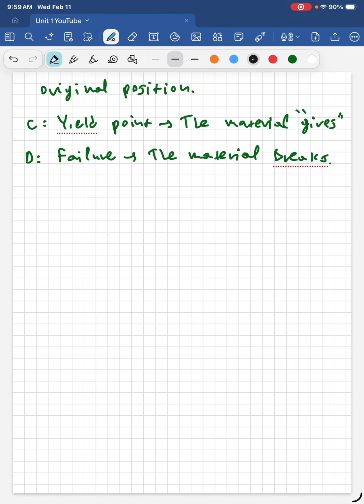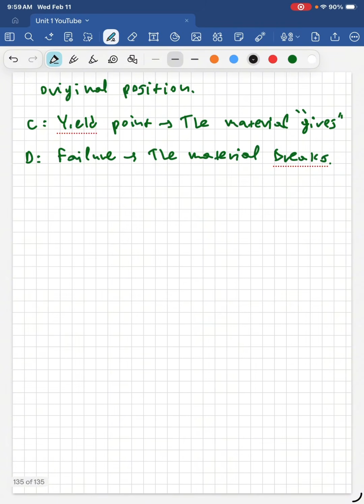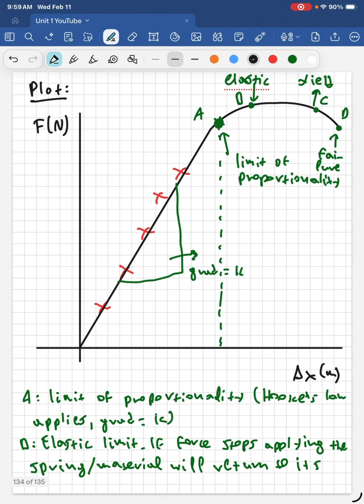Let me check something before we move on. All right, so this is what the plot of force versus displacement will look like. Sometimes in exams, they show you this whole plot, including the points A, B, C, and D, and they ask you questions related to those points. But most of the time they will not show you that, maybe. I don't know. We'll have to go through more papers and see.